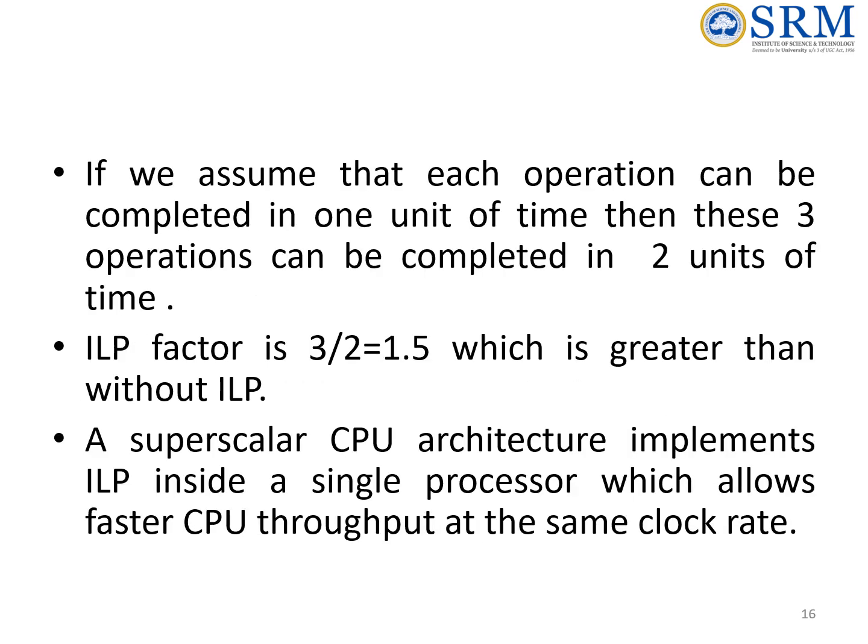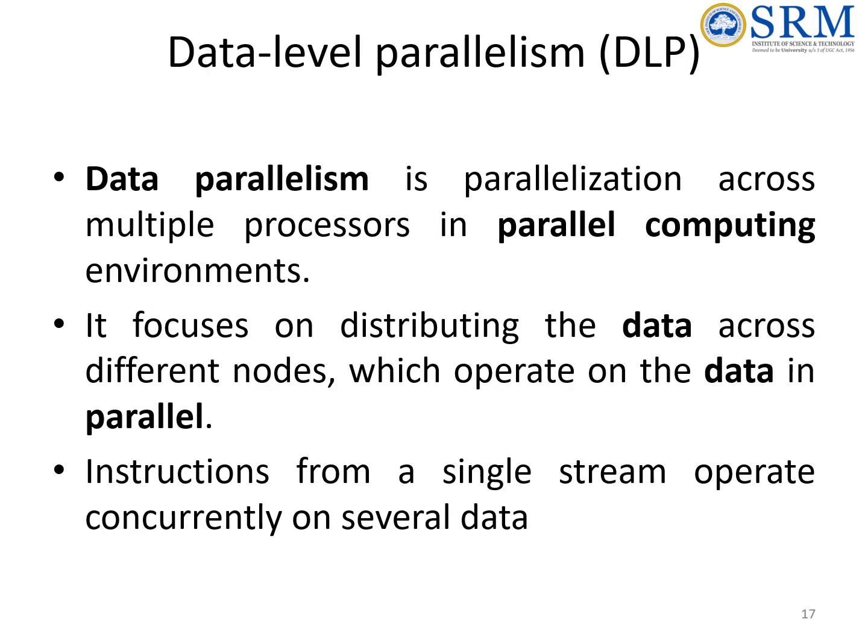So if each operation can be completed in one cycle, then three operations can be completed in 2 units of time. So ILP is 3 by 2, which is 1.5, which is greater than without ILP. Superscalar CPU architecture employs ILP in a single processor.